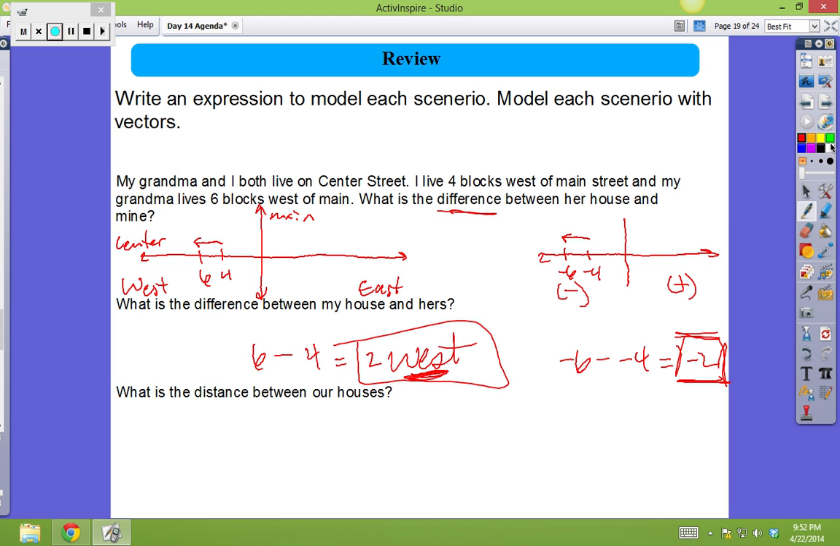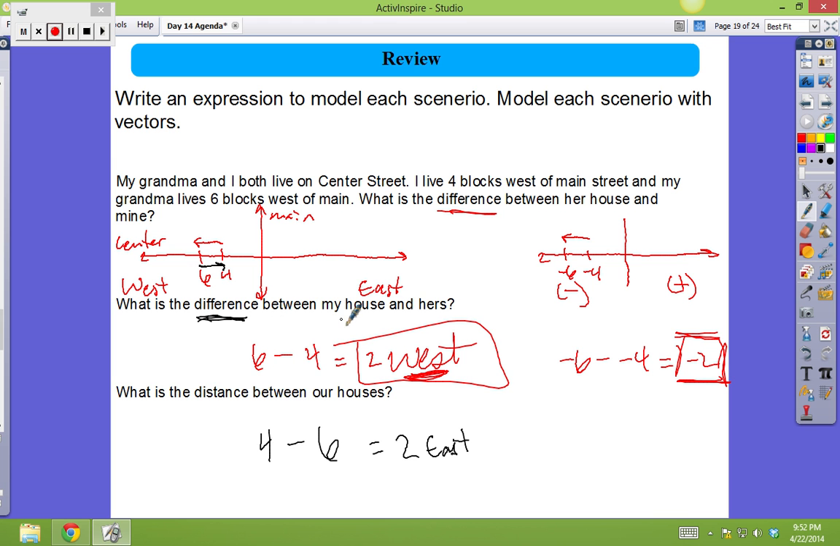Okay, now if we reverse it, what's the difference between my house and hers? So again, difference is indicating subtraction. My house, I was at 4, subtract her house, she was at 6. So now if I start 4 subtract 6, that means I'm going to start at 6 and work my way to the east. So 4 subtract 6, I'm going to go 2 blocks, but I'm going in the east direction.